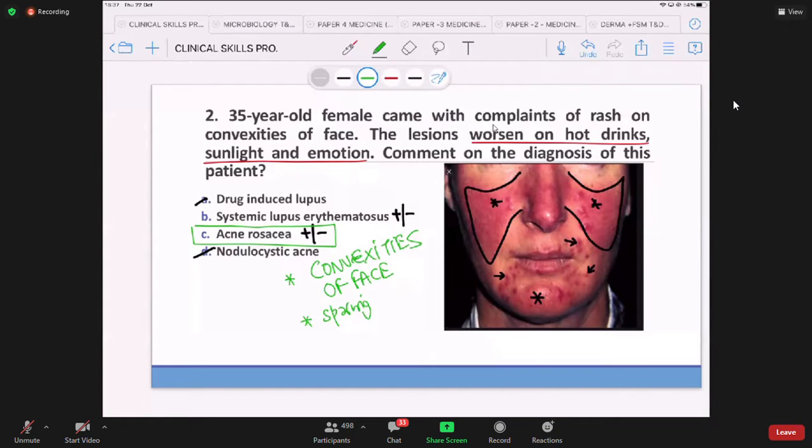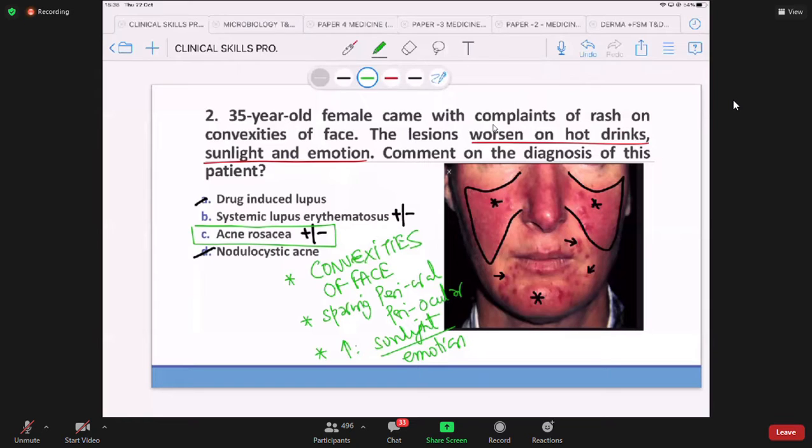It is perioral, and second is going to be around the eyes of the patient. So periocular is what I can write here. The third feature, which is again a very characteristic feature, is that the worsening of this rash is occurring not only on sunlight. If it was only sunlight, I could have thought about SLE, but because it is going to be worsened even with emotion, even with hot drinks, I'm going to give a more accurate answer here, that is acne rosacea.